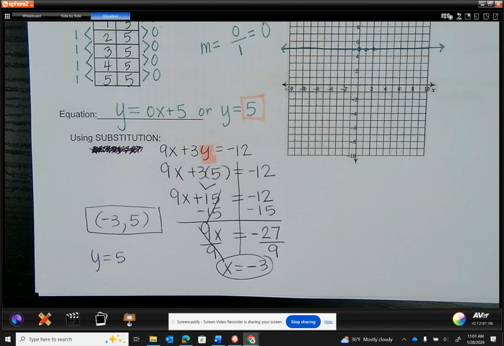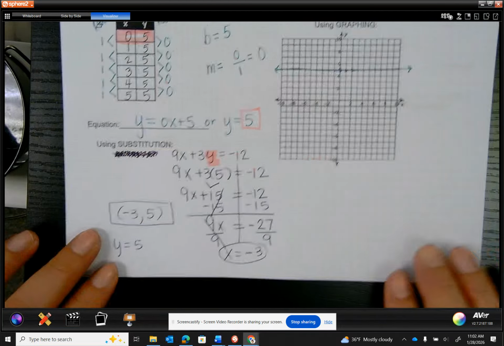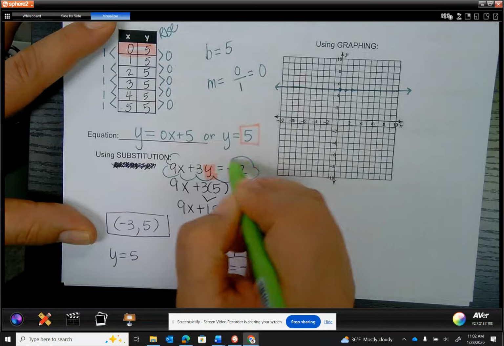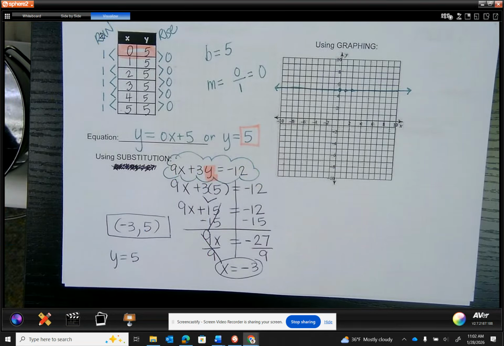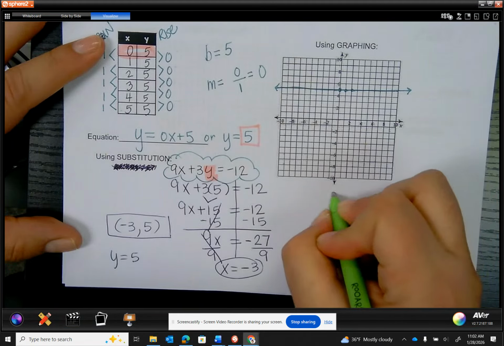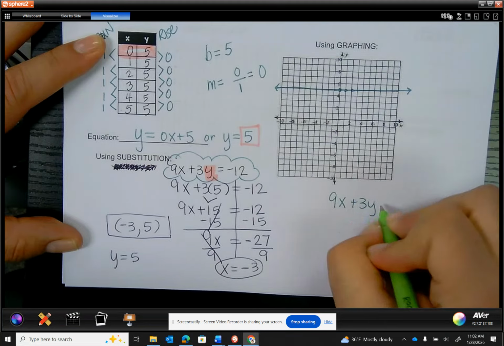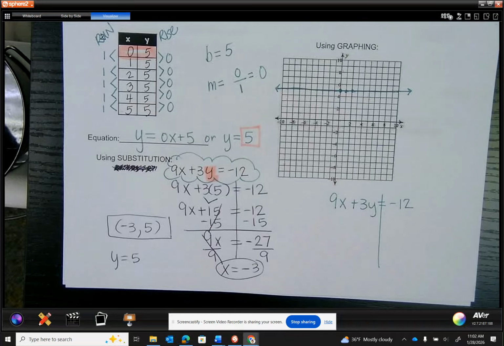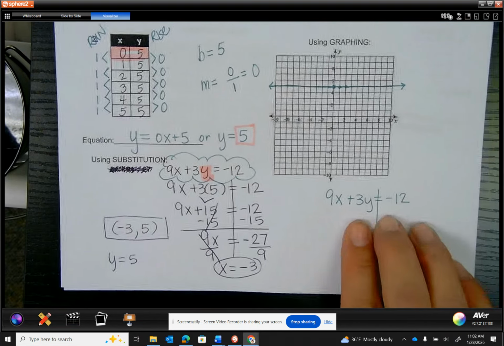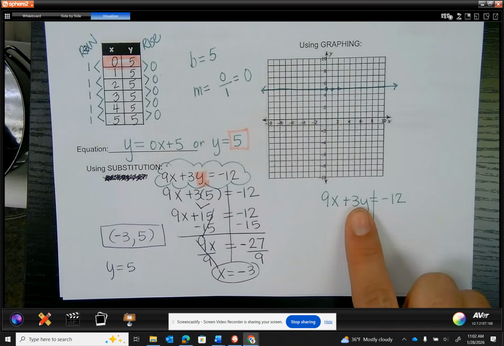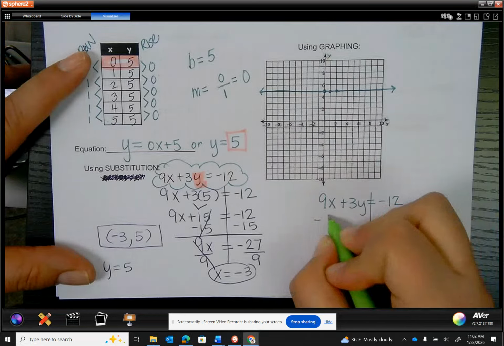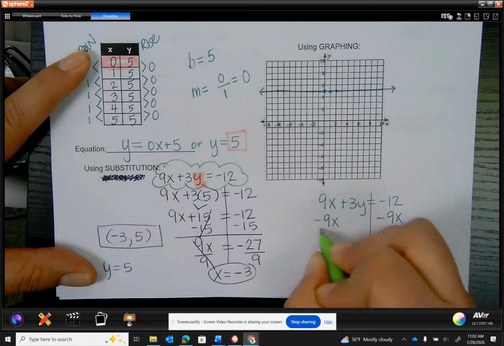Okay. So then the next part is we have to solve it by graphing. In order to do that, we're going to take our equation given to us in standard form and convert it to slope-intercept form. So I have 9x plus 3y equals negative 12. And I want to convert this to y equals mx plus b in order for us to graph this one. If I want to get the term 3y by itself, what's the first thing we're going to do? Subtract 9x from both sides.